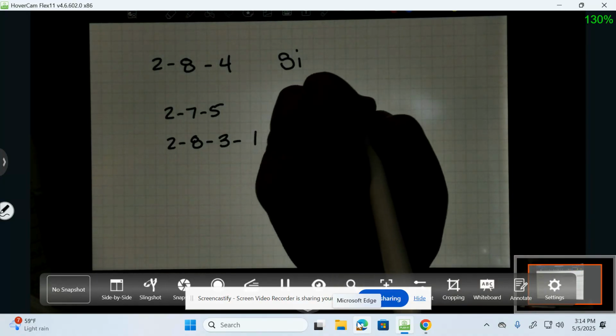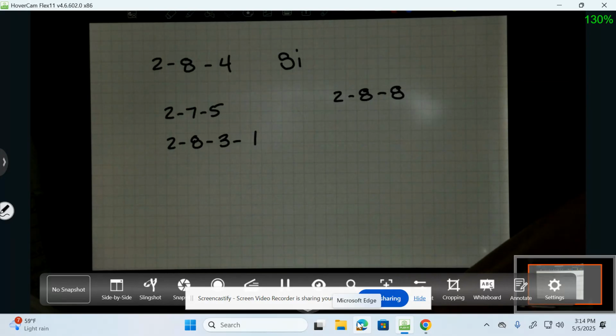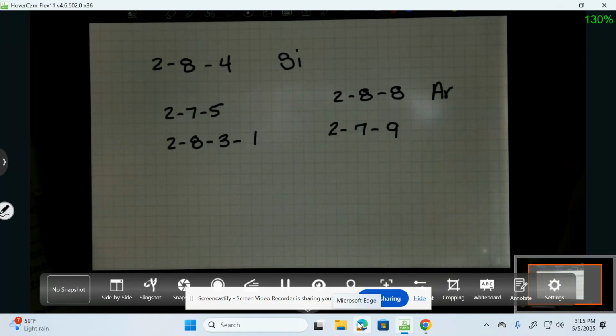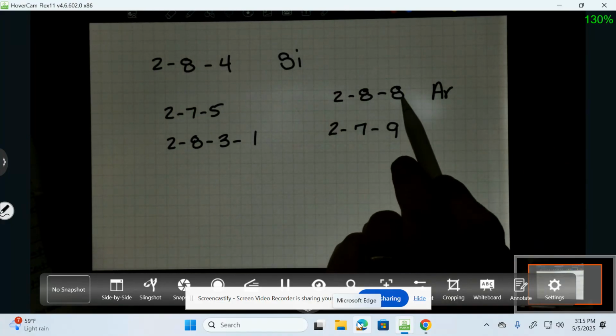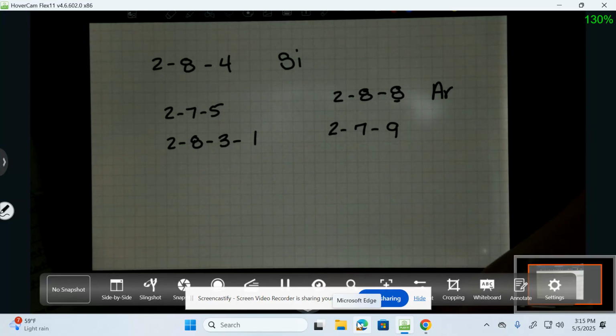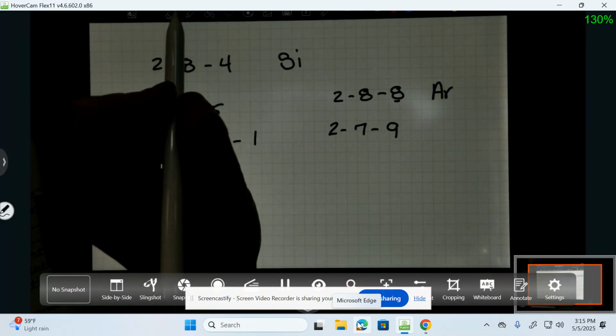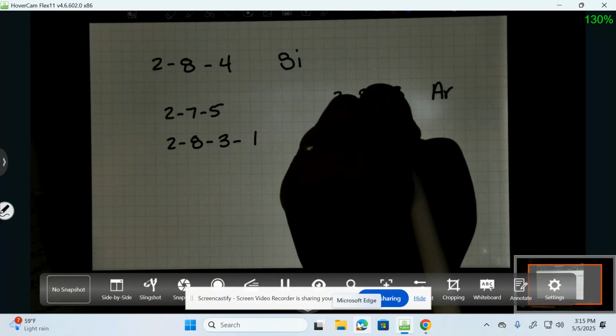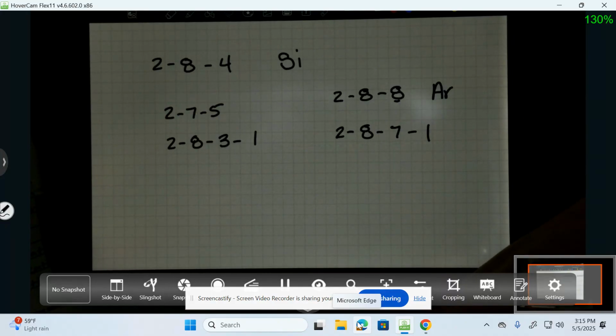For example, let's do 2-8-8. What element is that? It's argon. If I went with Will's way, it would be 2-7-9. That's wrong, because this outside ring can't have more than 8. Okay? That's why I wanted to show that to you. I want to make sure you don't overfill anything. I would do 2-8-7-1, and now I have excited state argon. Okay? Questions on that?